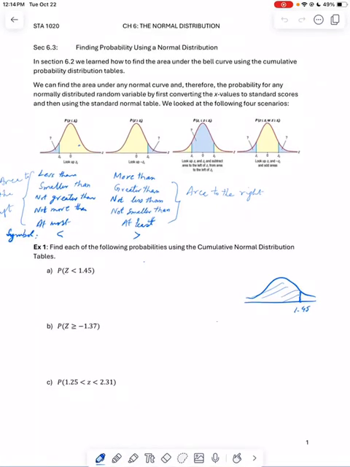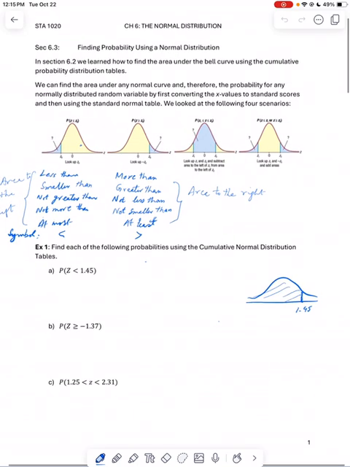We continue with section 6.3 here, and here we will be doing some application problems. So we will still be finding the area under the curve, but now we name it as finding the probability using the normal distribution and normal distribution table. So there are many cases in which we can basically relate the area under the curve to the problem, and the probability is the same thing.